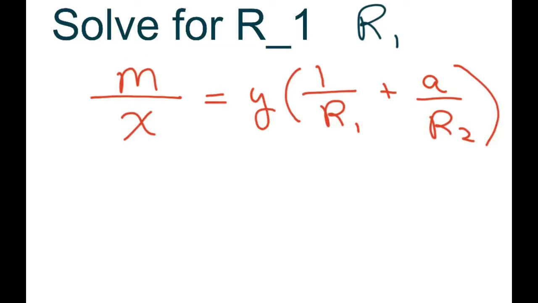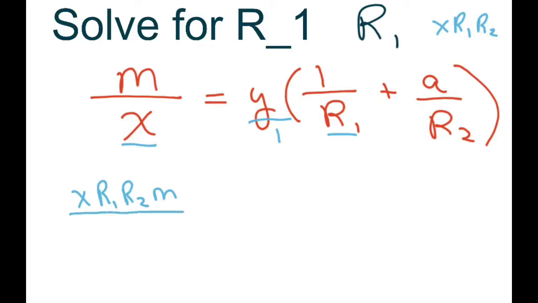Hi everyone, we're going to solve for r sub 1. The first thing I'm going to do is notice that when you're looking at both sides of the equation, my common denominator here is x, and here we have a r, this is over 1, r sub 1 and r sub 2. So what we're going to do is multiply everything through by x, r sub 1, r sub 2. When you do that, and I'm going to leave the denominator in, you're going to get x, r sub 1, r sub 2 times m over x.